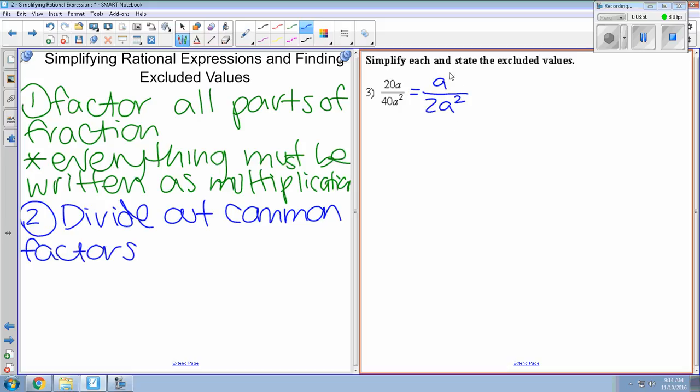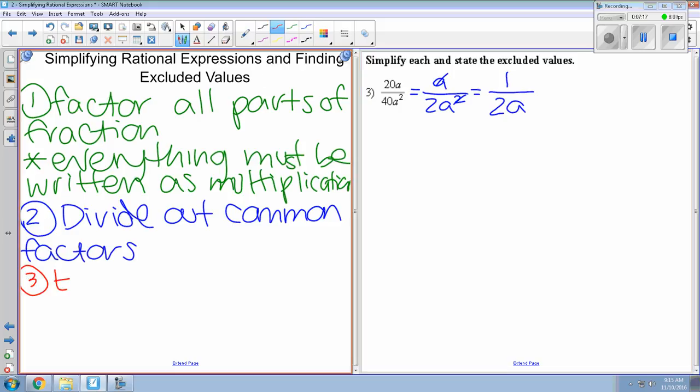You also will do the same thing for your variables. We're looking at those a's. One of them we're going to cross off. That leaves you nothing on the top, which we have to have a placeholder of a 1 over 2a. This is your simplified answer. These ones that are monomials, so one term on top of one term, you do just like you do your regular division. The last thing then is finding your excluded values.